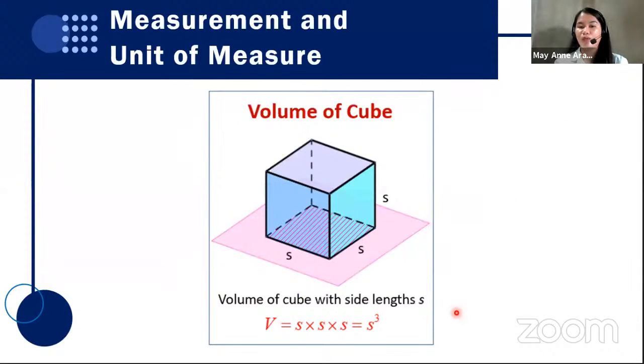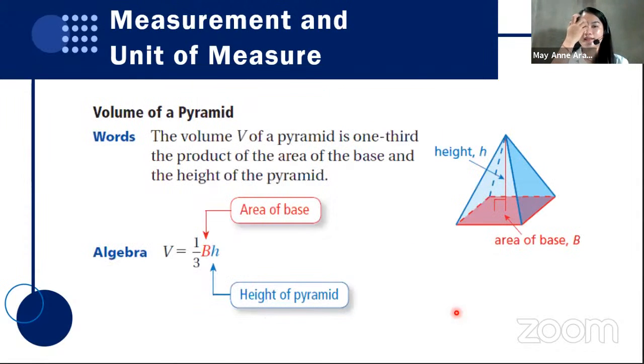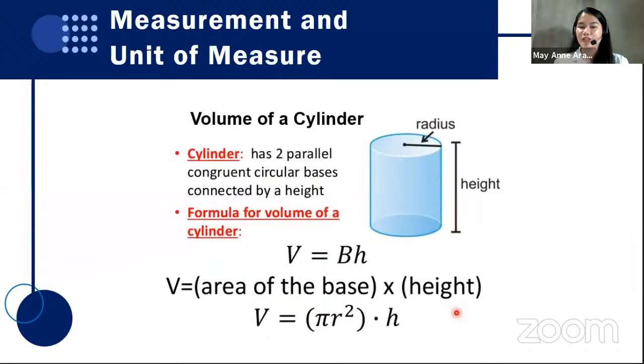And for a cube, since lahat naman yan ng side ay equal, no? So just s cubed. Volume is just s cubed, the length of one of the sides of the square na face. And for the pyramid, it's just 1/3 times area of the base times the height of the pyramid. And for the cylinder, it's just area of the base times height. And alam mo yung pag cylinder, di ba, ang base lang nun is just circle. Yeah, circle. So that is pi r squared times height.